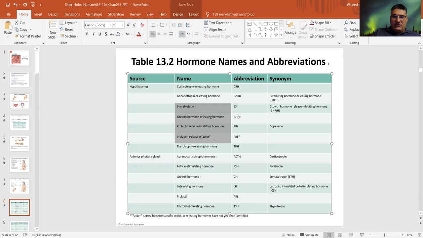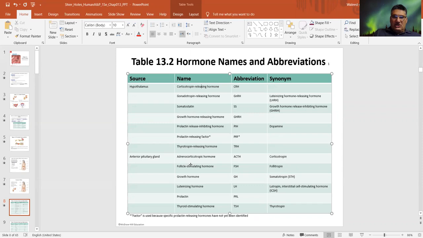But for now, these four are not going to go to the other glands. They are orders to the anterior pituitary itself. So let's just start with those three. 1, 2, and 3 is this one here. These are the ones that will go to the anterior pituitary, and the anterior pituitary is going to rewrite the order.